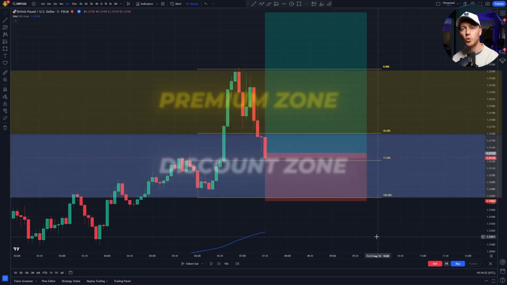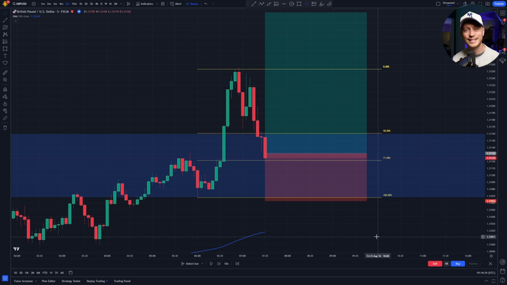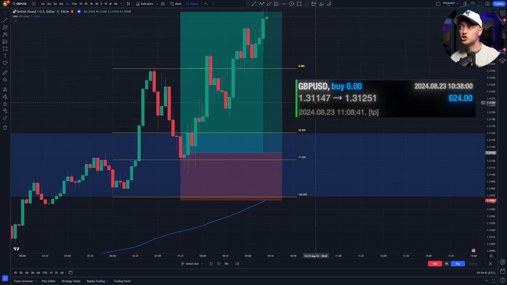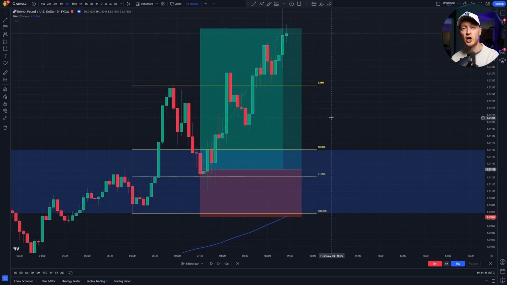Now, obviously, you want to buy low when the price is at a discount. So I like to enter my trades at 71%. Price pushes up and I smash my take profit. This trade made me $624 this week. Now, that's just the basics of the strategy.